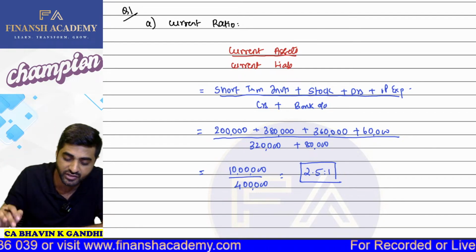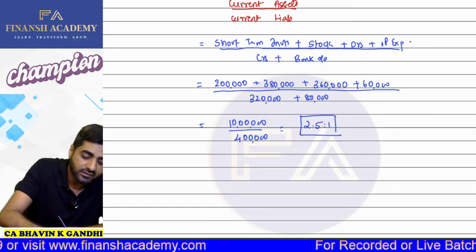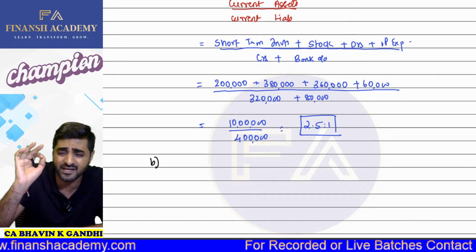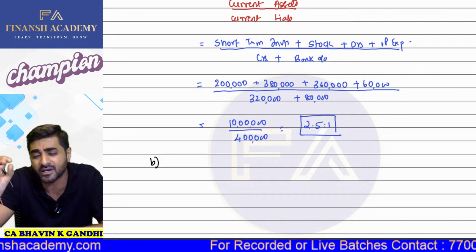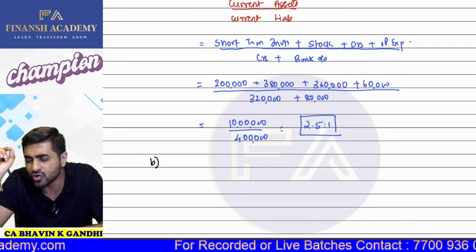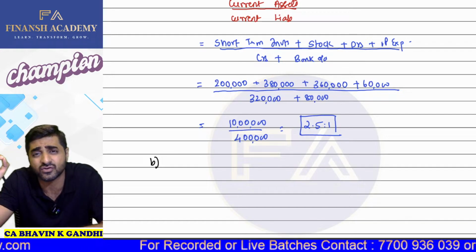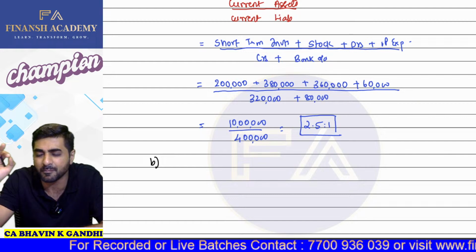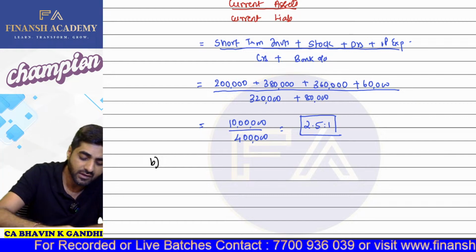Okay, so this was your first ratio. Now let's start with the second ratio. So systematically, we have to do it one step at a time. This is how our presentation should be. We should not give even a single chance to the examiner to cut our marks. Okay. It should be presented in the best possible way.